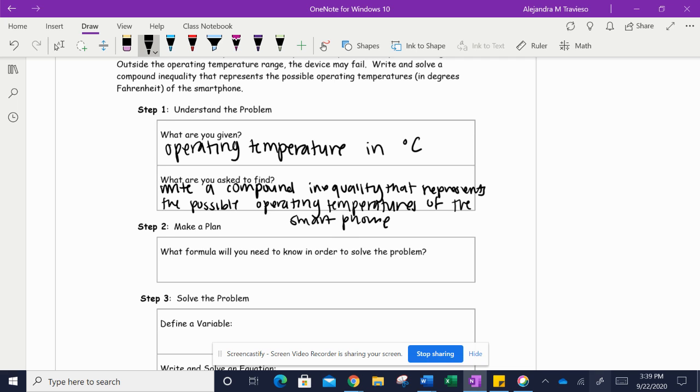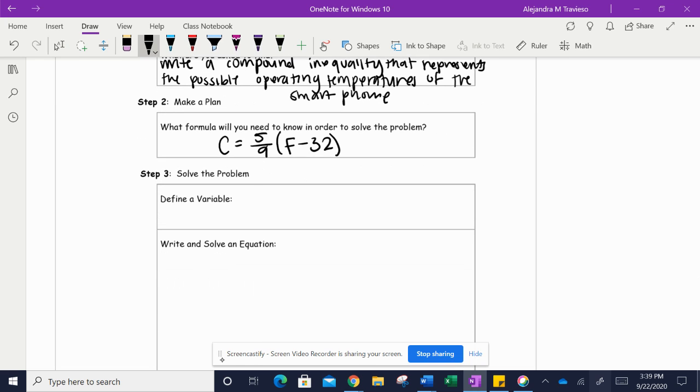What formula do you need to know and why? Do you need to know in order to solve the problem? You need C is equal to 5 over 9 times F minus 32 to find a variable. So C is the temperature in degrees Celsius. F is the temp in degrees Fahrenheit.